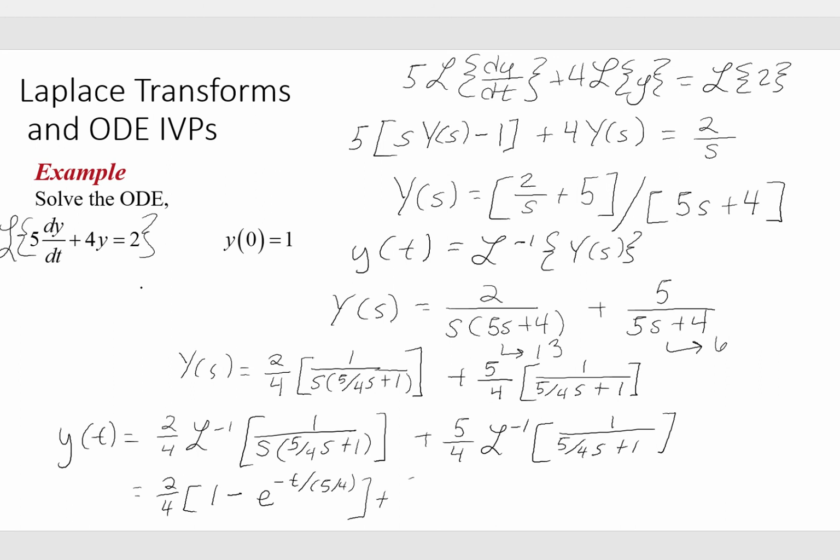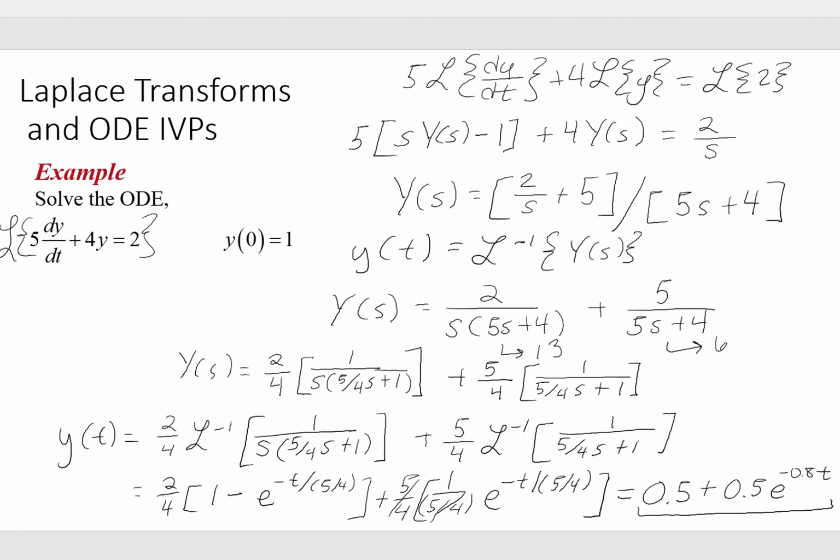And the other term transforms into 1 over tau, so 1 over 5/4. Oh, look, that's convenient. Those two terms will cancel, leaving e to the negative t over tau, where tau is 5/4. So we can combine like terms, and we'll find that overall y(t) is equal to 0.5 plus 0.5 e to the negative 0.8 t. That's 4 over 5, the inverse of tau, times t. That's our solution.